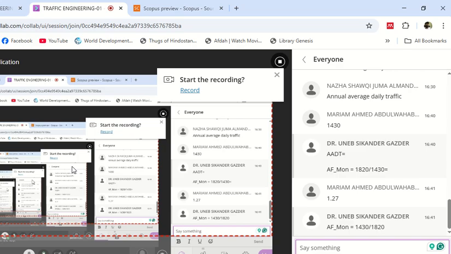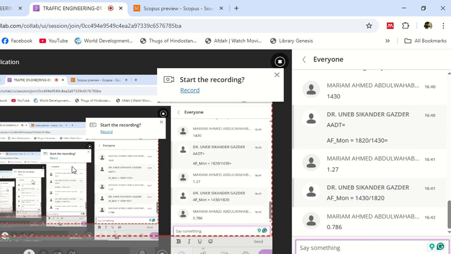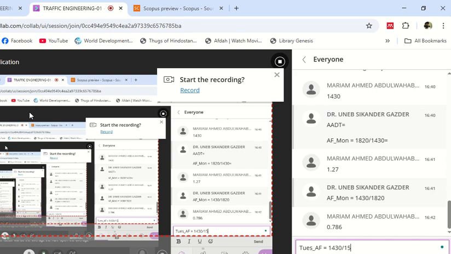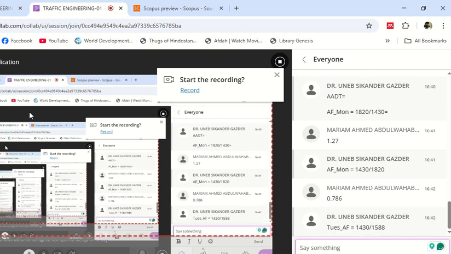So how much do you get here? What is the inverse of 1.27? How much? 0.786. Okay, so this is the adjustment factor of Monday. And for Tuesday, just because we had this confusion, the adjustment factor will be the ADT upon the average of Tuesday. So the adjustment factor is inversely proportional to the average of the day. So how much is that?